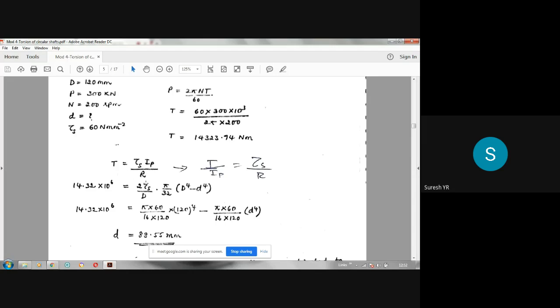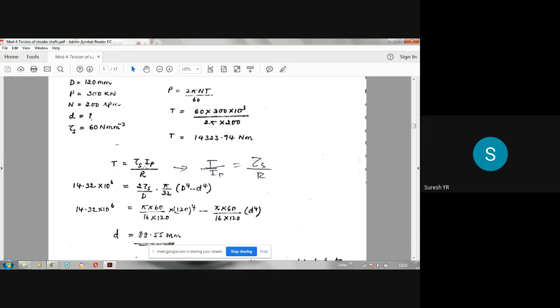Then you know the value of this. R is written as capital R, which is nothing but capital D by 2. The 2 goes to the numerator. All the simplifications you can do. D is 120 as given, so D by 2 becomes 60. Now you substitute everything here. Convert this into Newton millimeter; you have to multiply by 10 power 3.